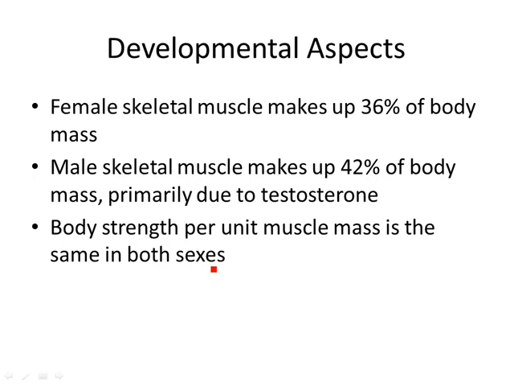Now, in females, our muscle mass is about 36% of our body weight, okay? We're mostly water. We really are. Males, about 42% of their body weight is muscle, and that's due to testosterone. Testosterone tends to hypertrophy muscles, to make them a larger muscle mass. But interestingly, the strength per muscle, the actual unit strength, if you took this much muscle from a male and this much from a female, we're the same strength, okay? Males aren't stronger than us. They're only stronger than us because they have what?